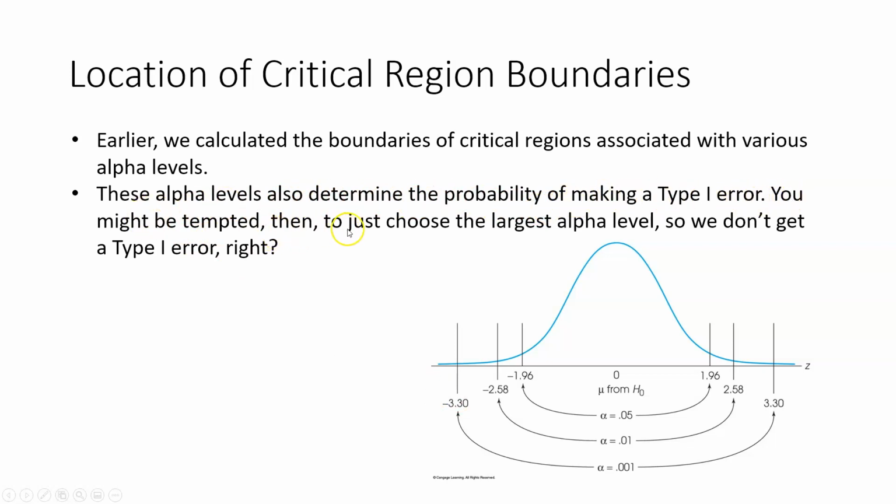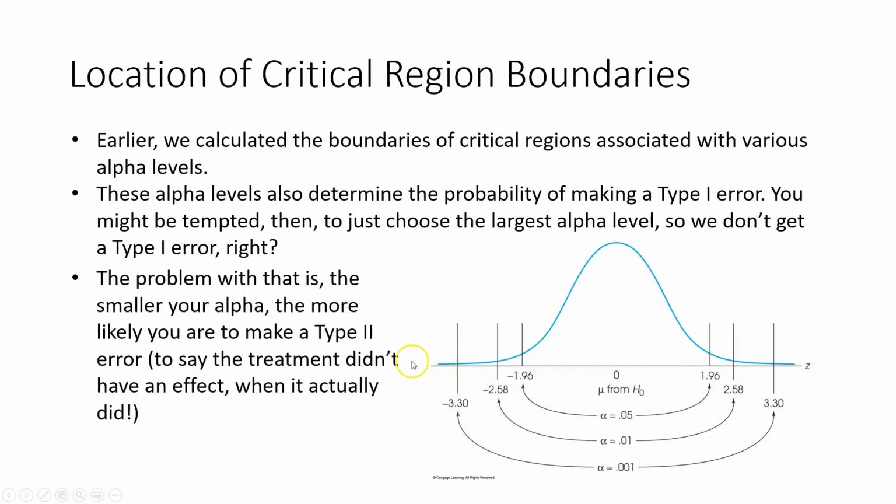So you might be tempted then to just choose the smallest alpha level so we don't get a type 1 error, right? Because you might say, like, I don't want to be wrong, so I'm just going to choose this alpha of 0.001, and then it'll have to be way far out in order for me to say the treatment really worked. Then I'll never be wrong. The problem with that is the smaller your alpha, the more likely you are to make a type 2 error. That is, to say the treatment didn't have an effect when it actually did.